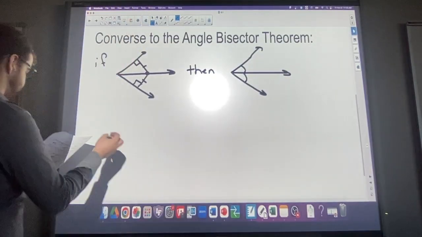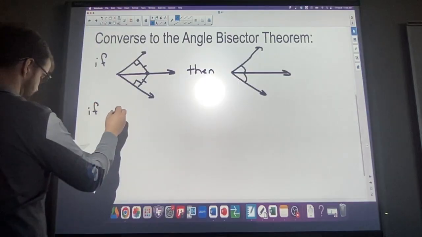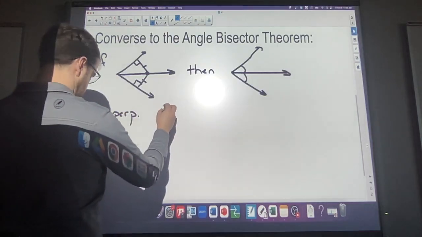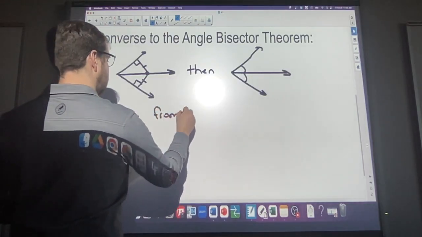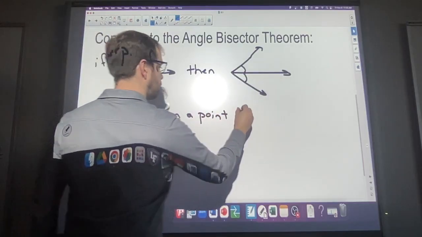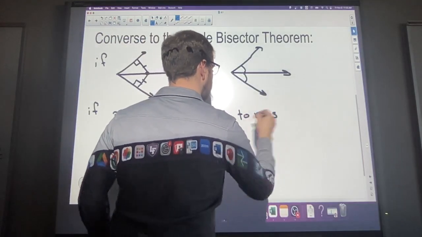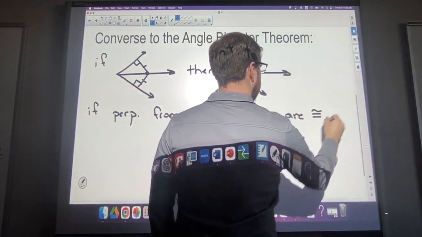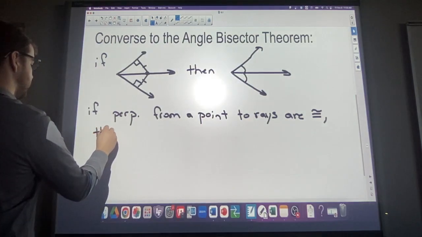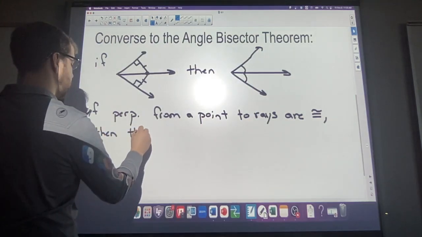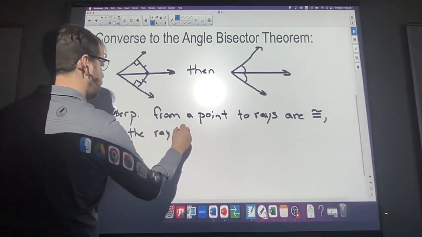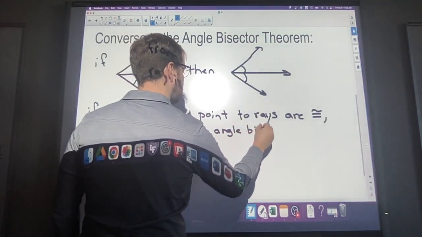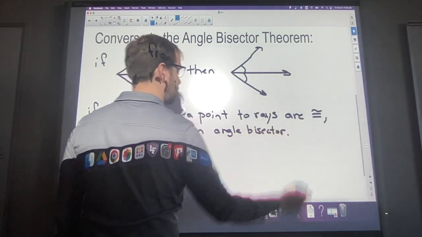Okay, so here's how I say this. We would say, if perpendiculars from a point to rays are congruent, then the ray is an angle bisector. Okay?